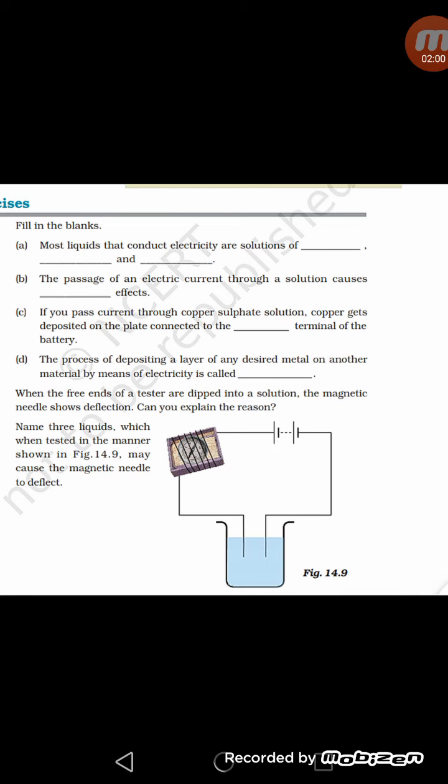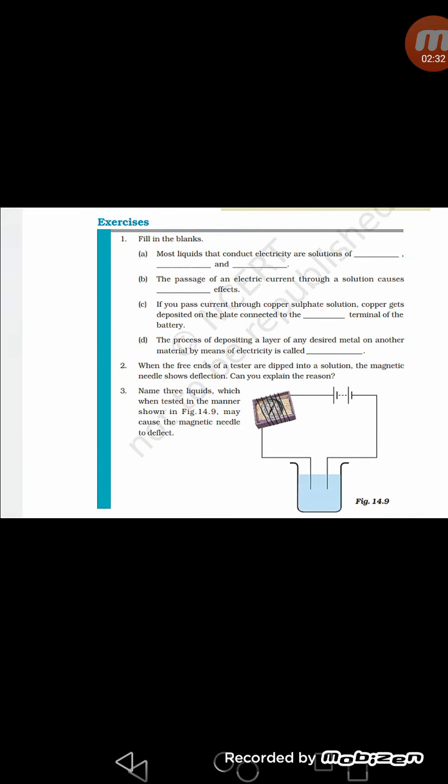In question number 3, name 3 liquids which when tested in the manner shown in this figure may cause the magnetic needle to deflect. As we have studied, the solutions of acid, bases, salts are generally good conductors of electricity. So you can give any 3 examples, that may be vinegar, lemon juice, soap solution, tap water. So you can give any 3 solutions' names or solutions of any acid, base or salt which allow the passage of electricity through them, and in these cases the magnetic compass will show deflection.